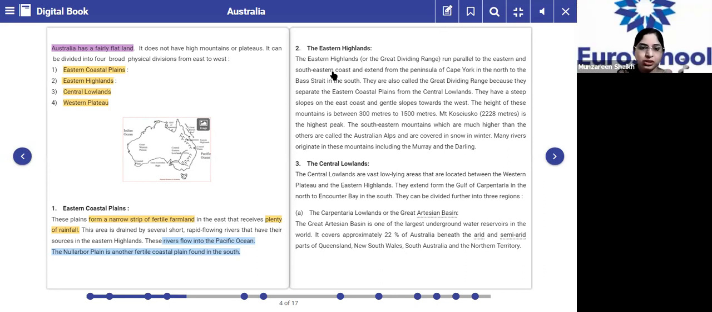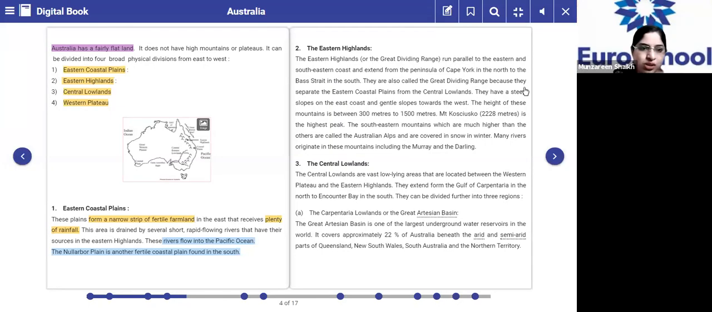Okay, so you just underline the name of the plain. You might get it for an objective question, or a fill in the blank also. Is it clear? Yes, ma'am. Everyone understood? Yes, ma'am. Eastern coastal plains.